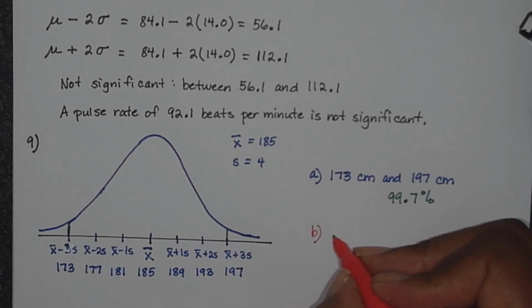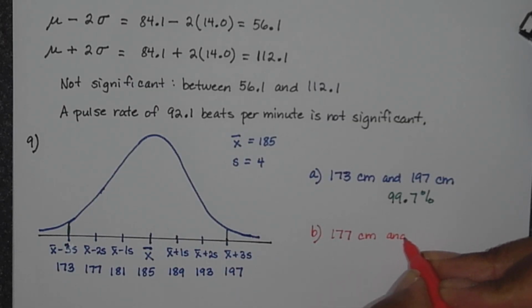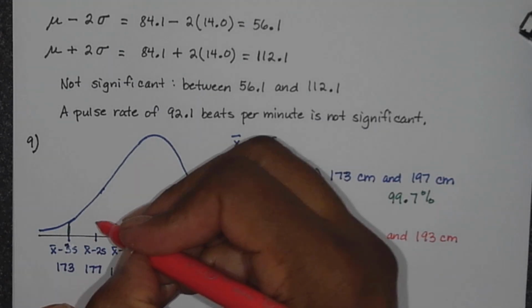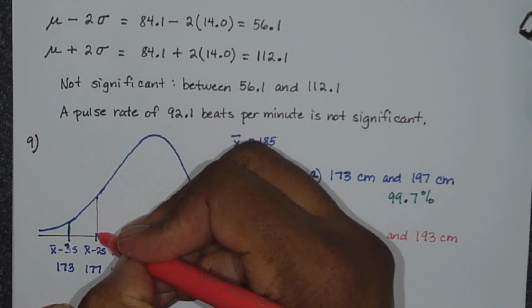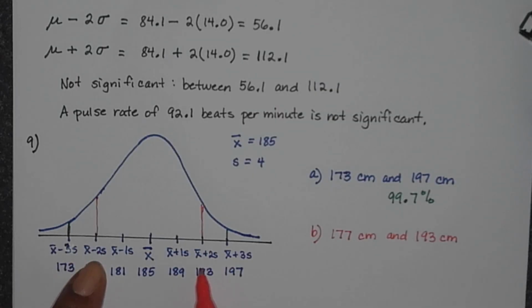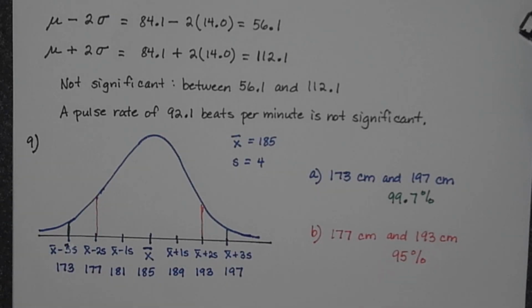And then part B is 177 centimeters and 193 centimeters. 95%, because here's 177, here's 193. Those two numbers are within 2 standard deviations of the mean. So that means 95% of the data values are within 2 standard deviations of the mean. And what's the number if it was 1 standard deviation again? 68%.